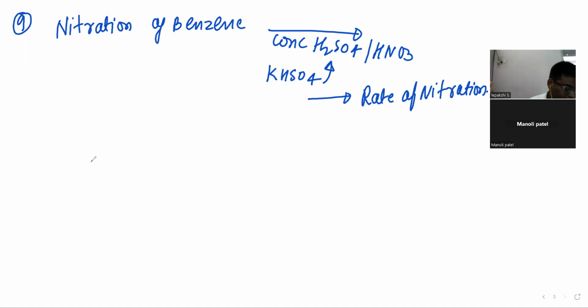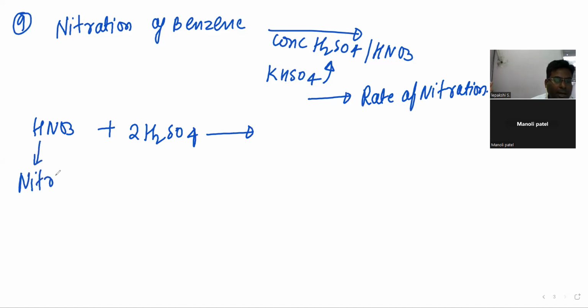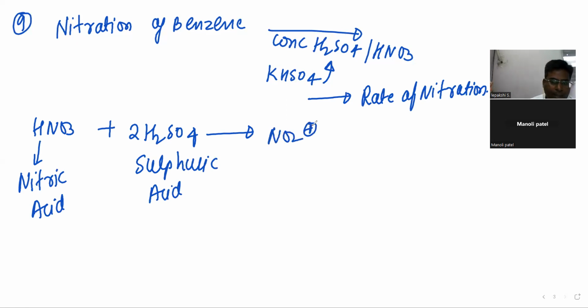Question number 9. When nitric acid, HNO3, reacts with sulfuric acid, H2SO4, what will happen? This is your nitric acid, and this is your sulfuric acid. It will form NO2+, 2HSO4-, H3O+ and NO2+.